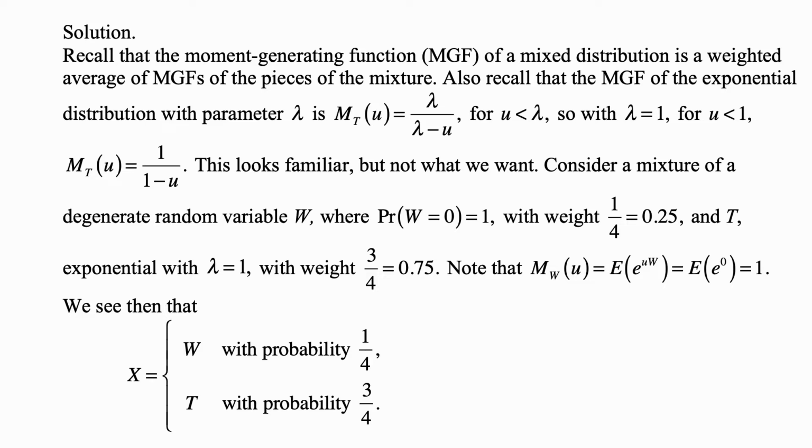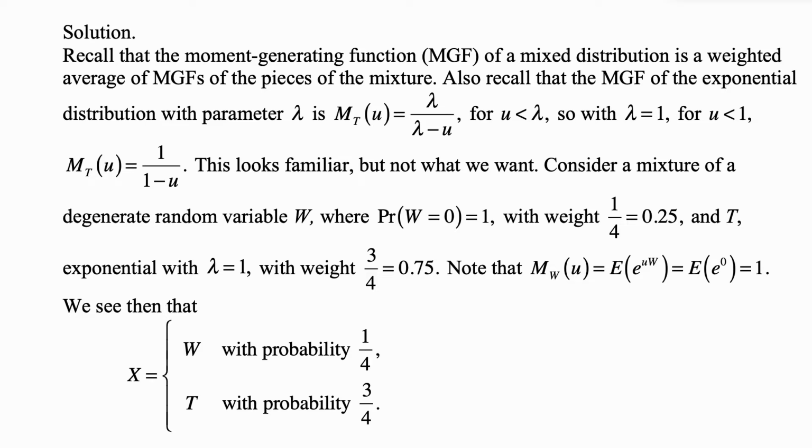Also recall that the MGF of the exponential distribution with parameter lambda is M sub T of u equal to lambda over lambda minus u, for u less than lambda. And so with lambda equal to 1 and for u less than 1, M sub T of u is equal to 1/(1 minus u). Well, this looks familiar if you look at the MGF given in the problem, but not exactly what we want.